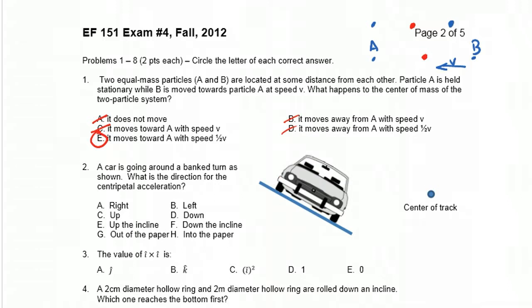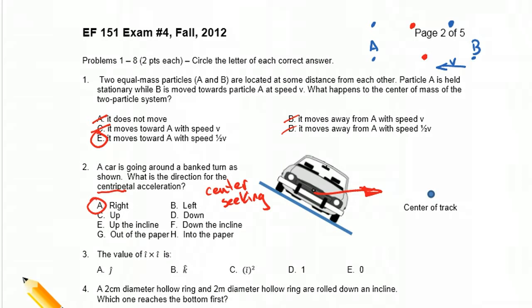Number 2, a car is going around a banked turn as shown. What's the direction for the centripetal acceleration? Well, the definition of centripetal is center seeking. So the centripetal acceleration is always from the center of mass to the center of the rotation. So it's going to be to the right.